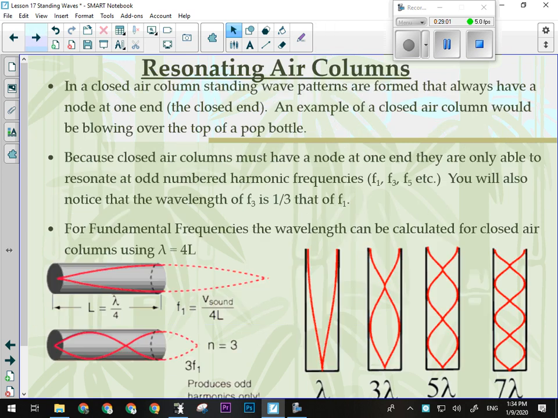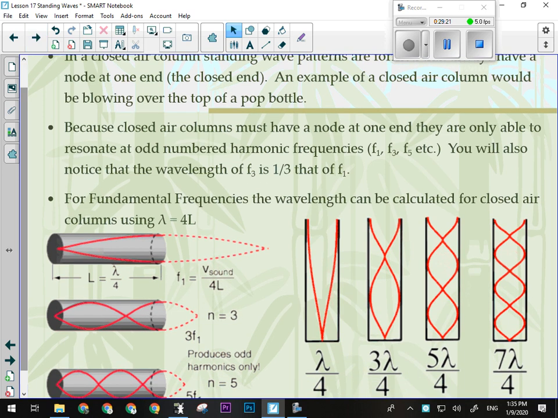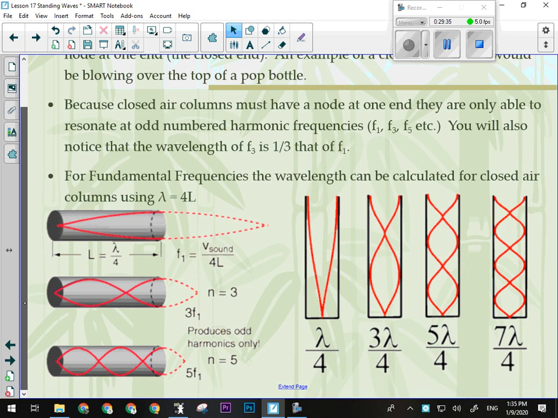Okay? All right. So, in a closed air column, we were talking about these waveforms before, wave patterns are formed that always have a node at the closed end. Okay, it's a fixed end. The sound waves hit it and they bounce off, right? So we always have a node at one end, okay? Because closed air columns have a node at one end, they can actually only make sounds every other frequency. Okay, remember we said there's harmonics at F1, F2, F3, F4, and all of those things. Okay, but with a closed air column, if I draw the second waveform, it looks like this.